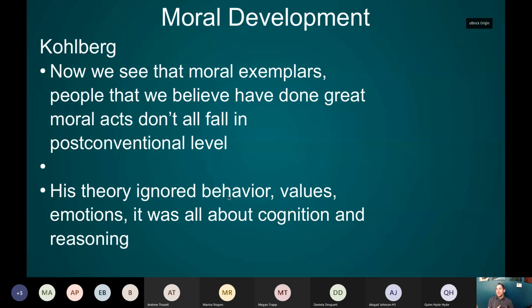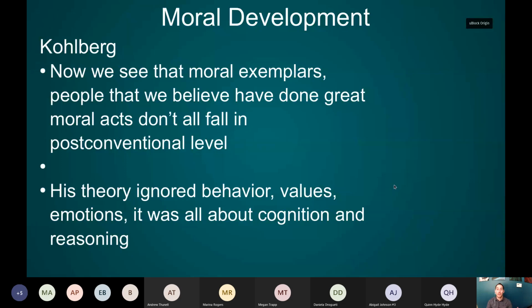Anyway, with this, Kohlberg also ignored a lot of moral behavior. If you say someone has moral ideals, you could think of a philosopher who just never actually acts or behaves. That's not actually what you usually see, but it's that stereotype of someone who has these moral thoughts but never acts on anything. Kohlberg was that way. His research and theories ignored moral behaviors or pro-social behaviors, values, and moral emotions. It was all about cognition and reasoning.